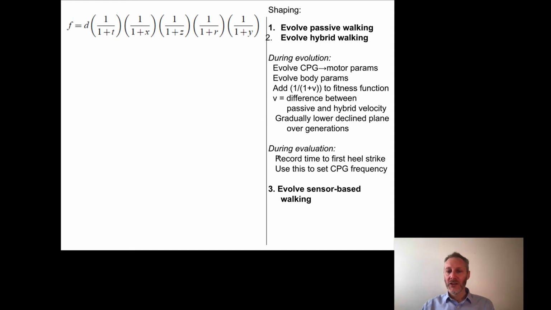Okay. During a single simulation, when the robot is on flat ground, they're going to record the time to first heel strike. What is first heel strike? We have the robot, and when it's on the declined plane or on flat ground, remember that it has 1 foot off the ground. We start the simulation and we start a stopwatch, and we watch how long it is until that heel strikes the ground, and we measure that time interval. And we're going to use that time interval on flat ground to set the frequency of the CPG.